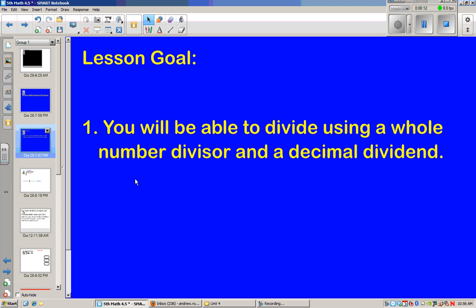This lesson is on division with decimal dividends. We have just one lesson goal today, and that is that you will be able to divide using a whole number divisor and a decimal dividend.